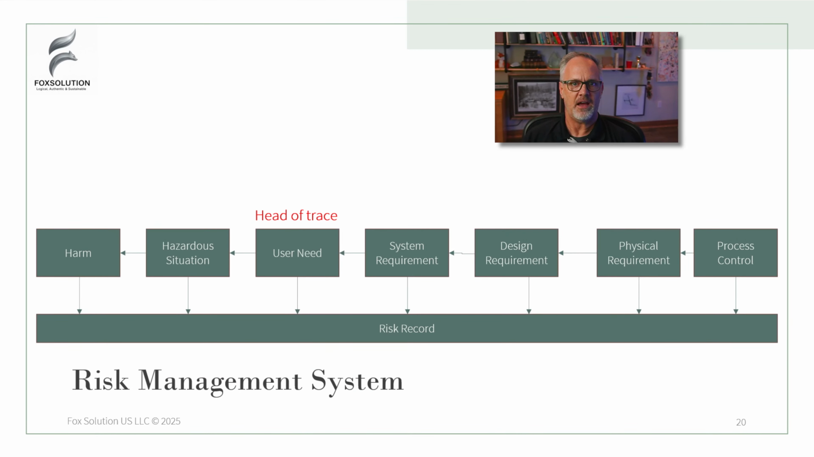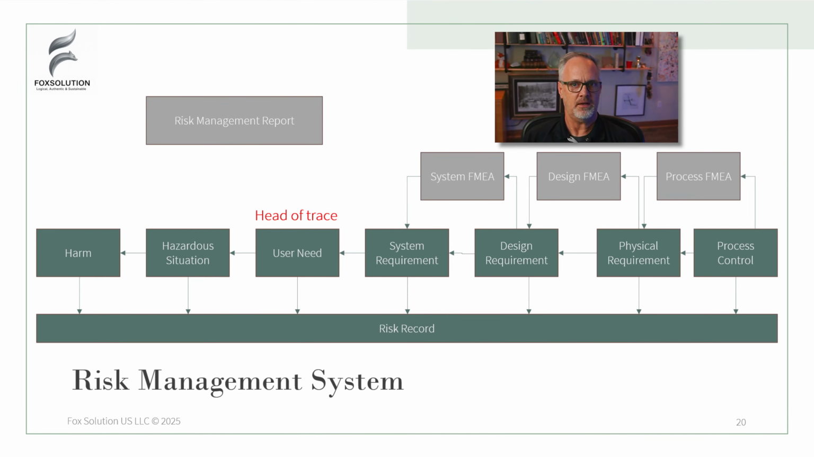So once again, we have this risk record. The risk record now traces to the harm, the hazardous situation, and then the head of the trace, which is the user need, but all of the requirement levels that are necessary to assure that we have this systematic view of how to mitigate the problem. And then in the traceability, in a second path, we have the systems failure mode analysis, the variety of different design failure mode analysis, and the process failure mode analysis. And in this, then we have a complete understanding from a risk management report standpoint of the entire traceability of what we're doing to mitigate that particular problem.